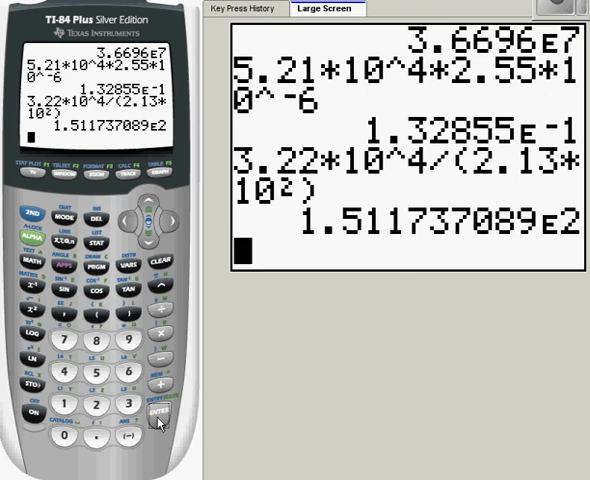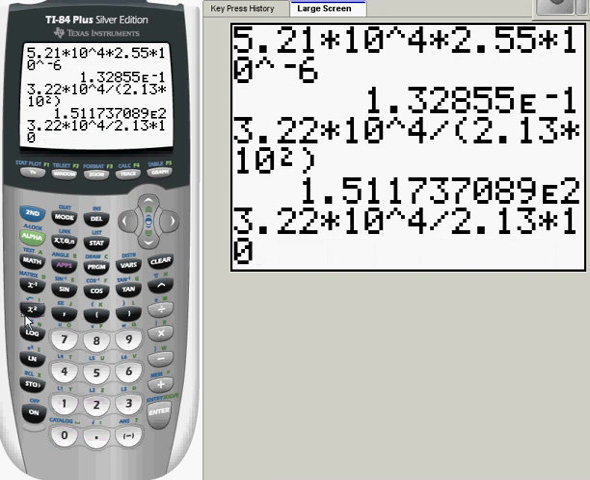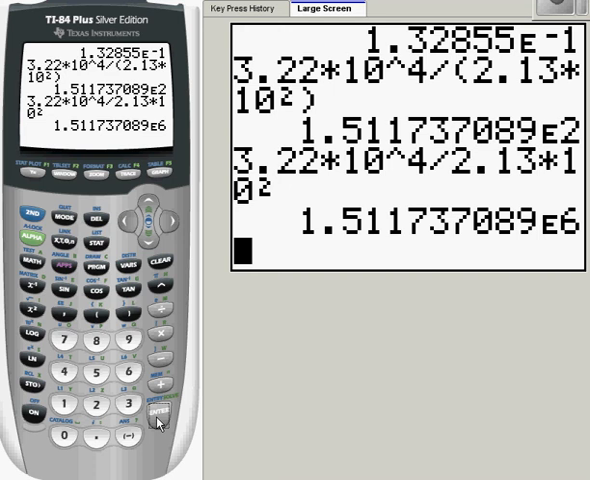Now I'm just going to show you what would happen if I don't put those parentheses in. Remember, this is not the correct way to do it. 3.22 times 10 caret 4 divided by 2.13 times 10 squared, hit enter, and you notice I didn't get the same answer. I got times 10 to the 6th power, and that's not what it should have been. Okay, so it didn't give me the right answer.